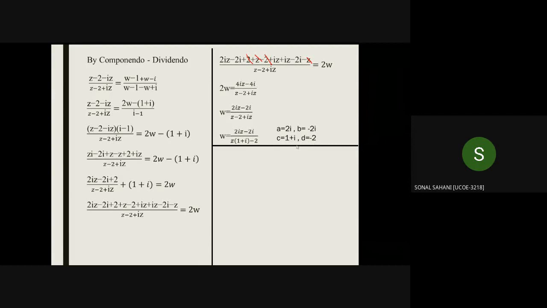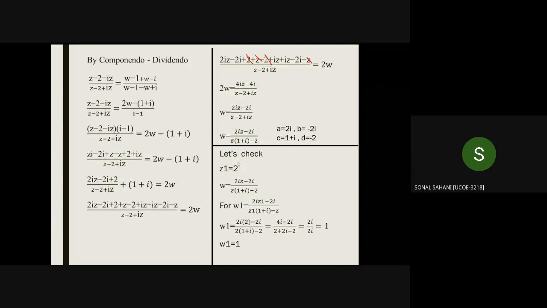One more thing, we can also check the answer. So let's check whether our answer is correct or not. In the question it is given that the value of z1 is equal to 2, and our final answer came as w is equal to (2iz minus 2i) upon (z into (1 plus i) minus 2). For w1 it is equal to (2iz1 minus 2i) upon (z1 into (1 plus i) minus 2). So next we will put the value of z1 in this equation.